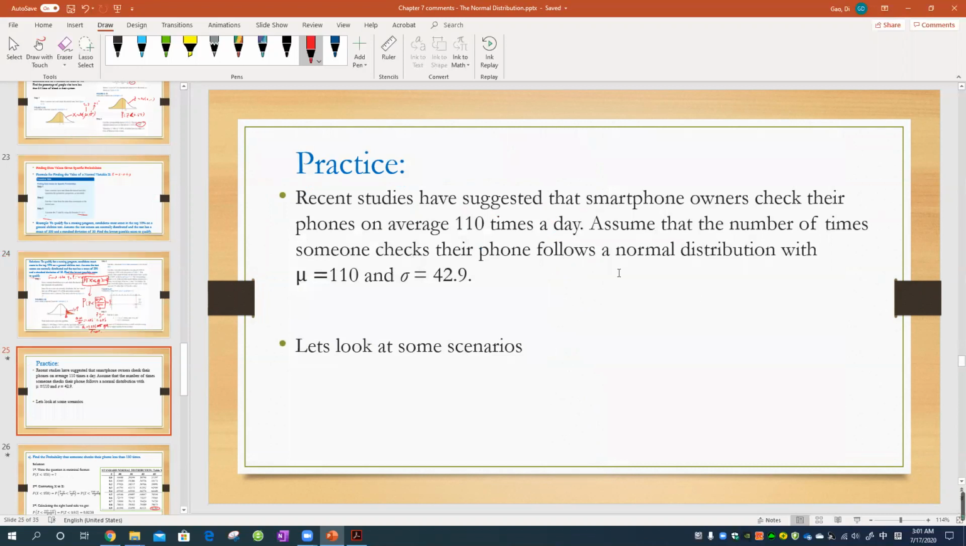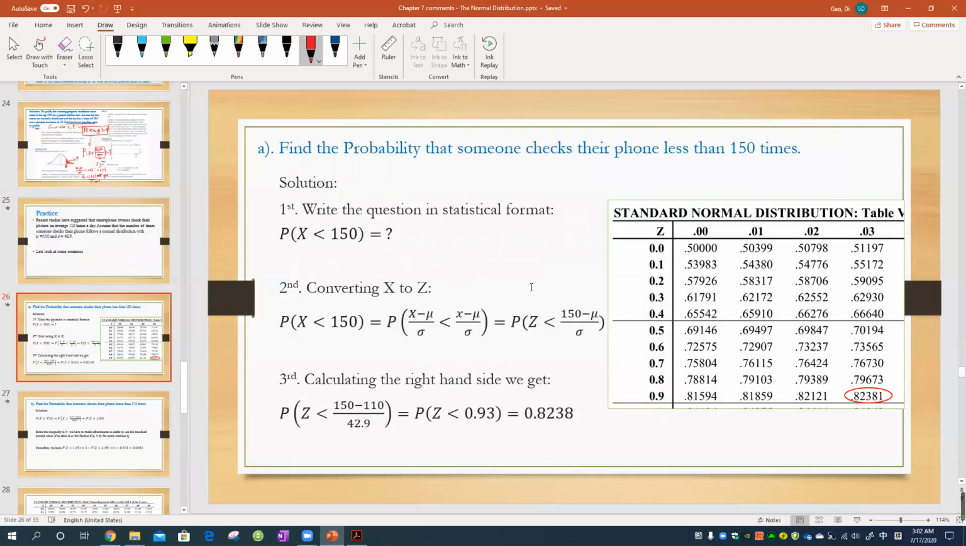So after that problem, let's look at a practice one. Recent studies have suggested that smartphone owners check their phone on average 110 times a day. Assume that the number of times someone checks their phone follows a normal distribution with mean equals 110 and sigma equals 42.9. So then question A, find the probability that someone checks their phone less than 150 times.